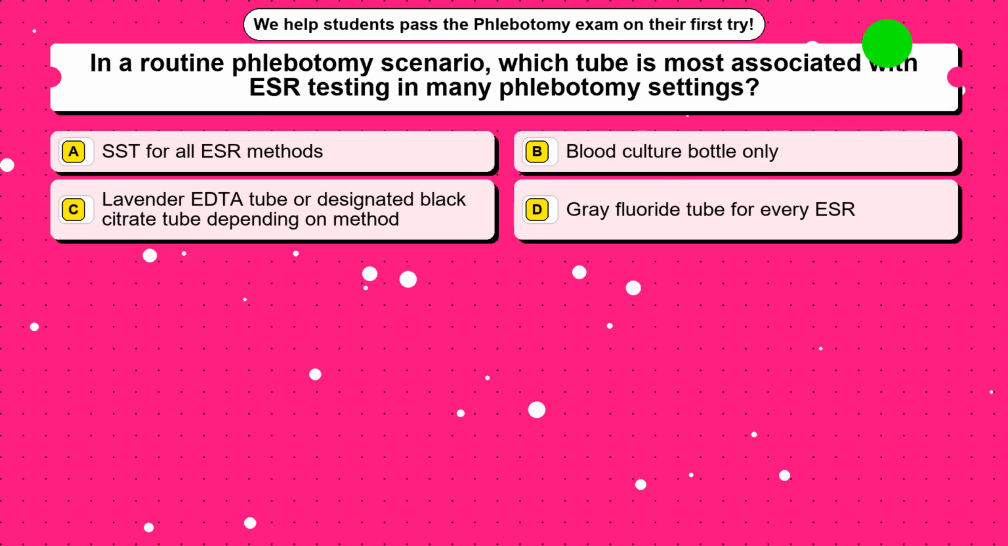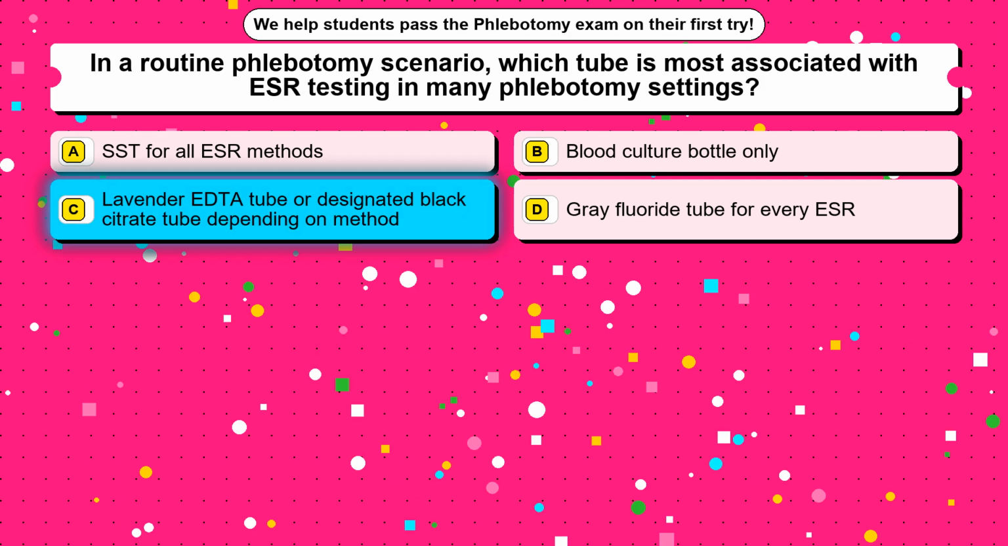Question 12. In a routine phlebotomy scenario, which tube is most associated with ESR testing in many phlebotomy settings? Option A, SST for all ESR methods. Option B, blood culture bottle only. Option C, lavender EDTA tube or designated black citrate tube depending on method. Option D, gray fluoride tube for every ESR. The correct answer is option C.